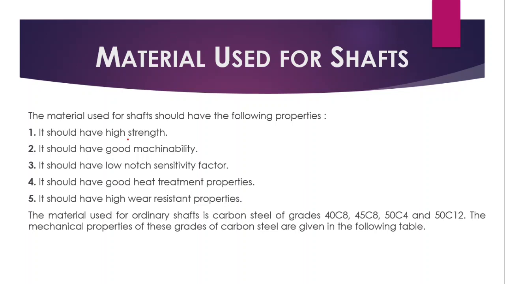Materials used for shafts. The materials used for shafts should have the following properties. First one, it should have high strength. The material used for the construction of a shaft must have high strength. It should have good machinability. It should have low notch sensitivity factor. It should have good heat treatment properties. And finally, it should have high wear resistant properties.